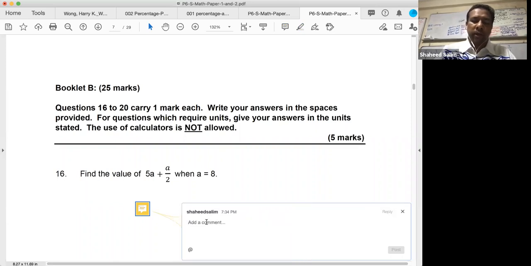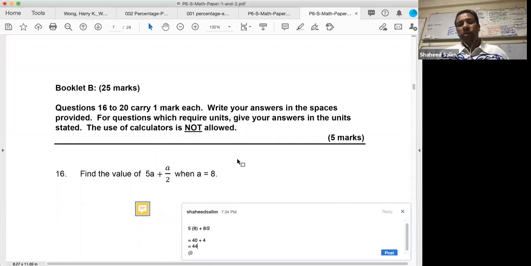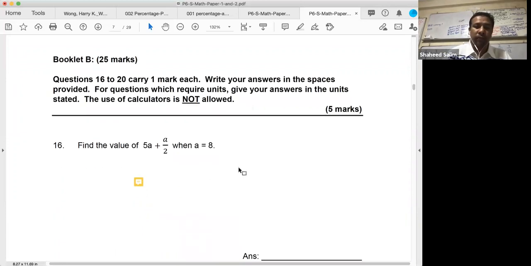So down here, I just write down 5a plus a divided by 2. Right? So 5a, you can put it like a bracket like this, and it's 8 on the inside. This is a secondary school star, but we have it. So 5 times 4 is 40, plus 8 divided by 2 is 4, and the answer is 44. Congratulations to all those who have gotten the answer 44.